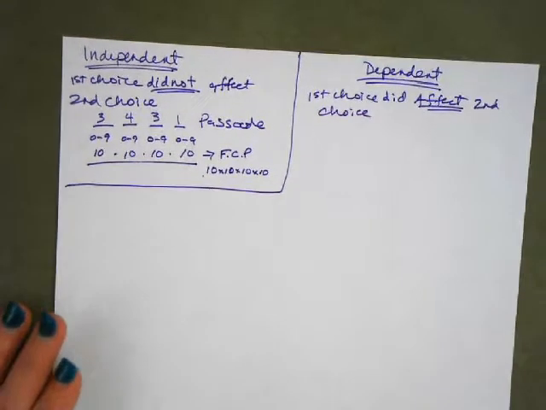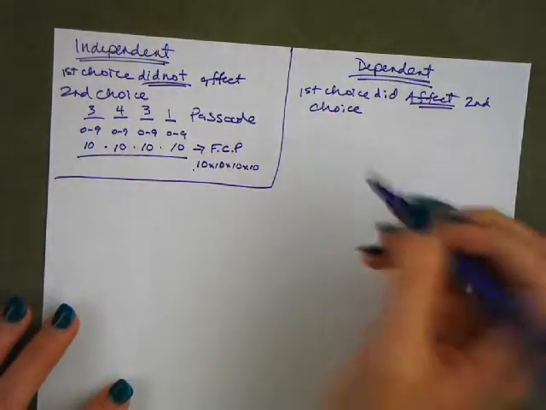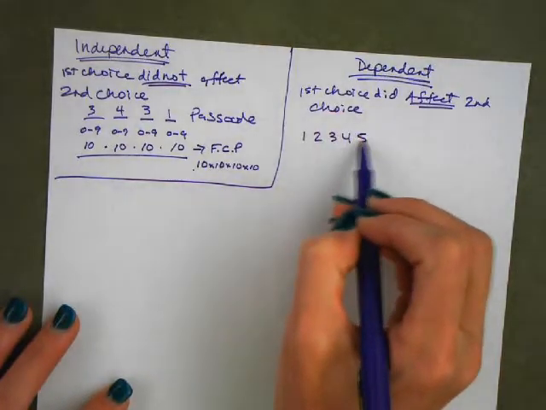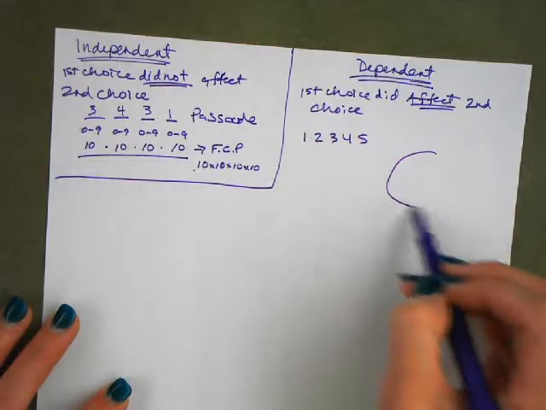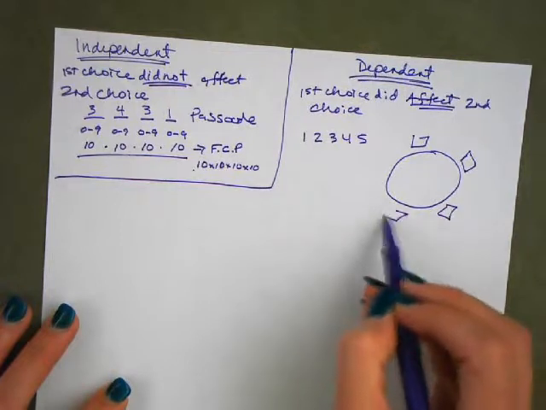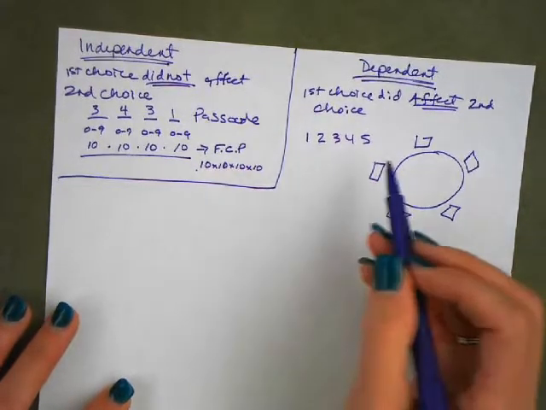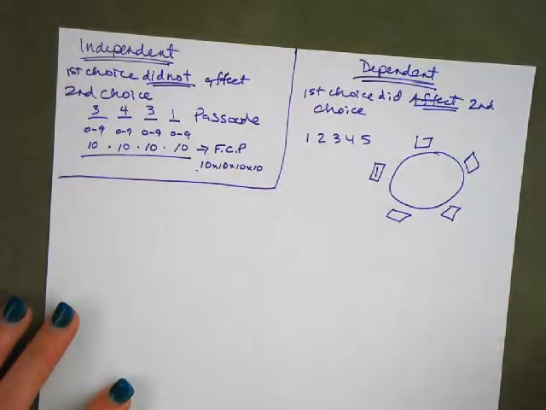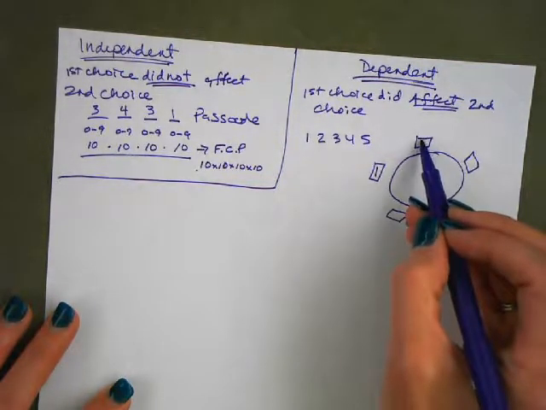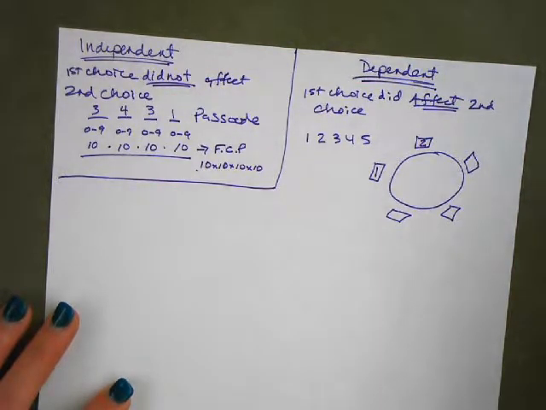The example I'm going to use on this one is, let's say I have 5 people, 1, 2, 3, 4, 5, and we have a table setting with 5 places in which people will sit. So we have 5 people trying to sit around a table of 5. If I put person number 1 here, well then I can't put person number 1 here, can I? So now I'll put person number, let's say, 2. So my first choice is affecting my second choice, right? Does that make sense?